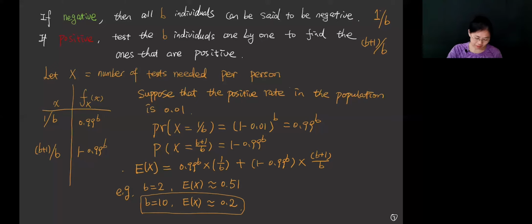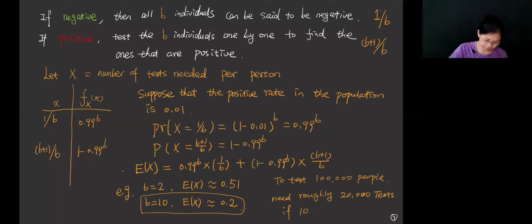Or in other words, to test 100,000 people, we need only roughly 20,000 tests if we put 10 people in each batch. So this is where expectation calculation can help you to save costs or save time for conducting a large number of tests in an epidemic.